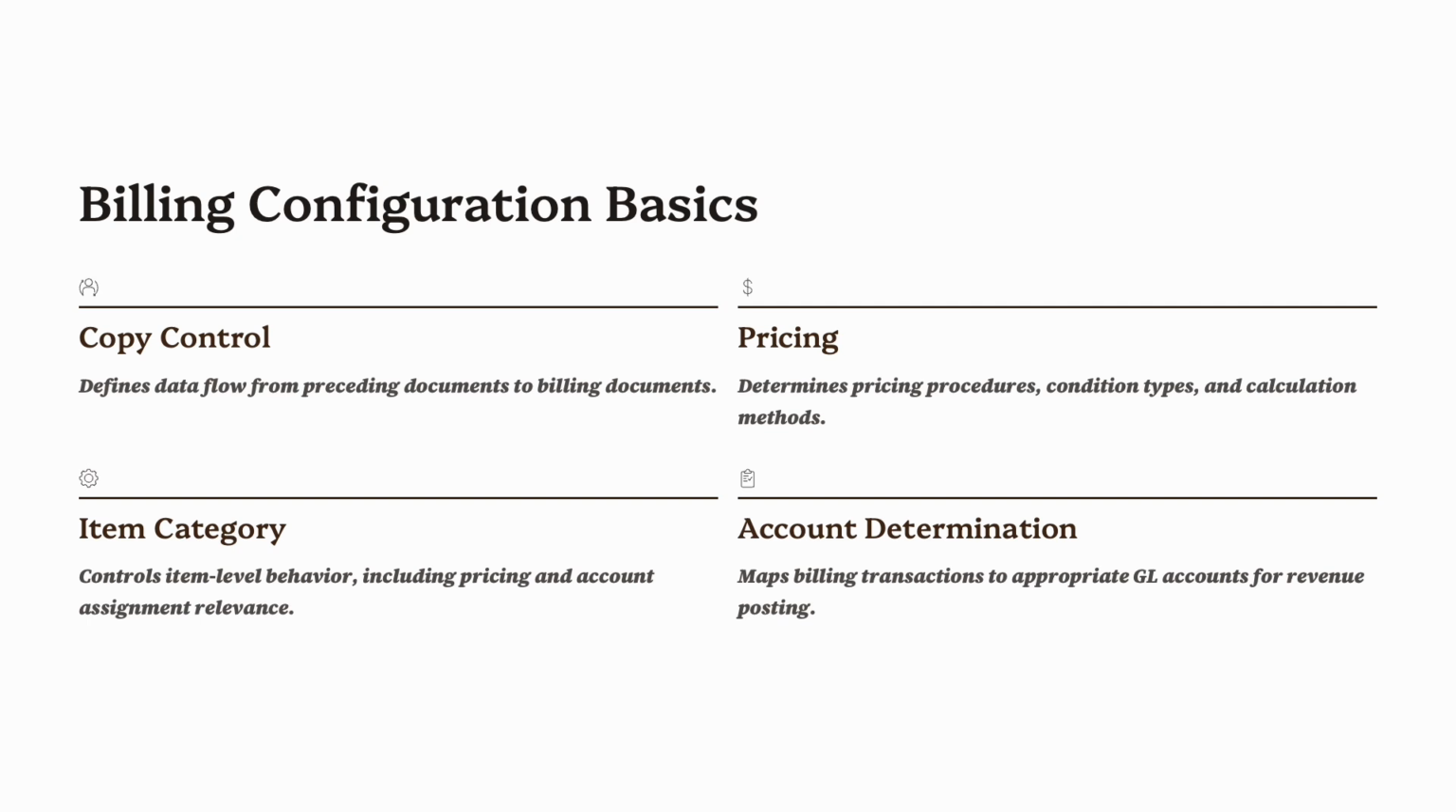Step 4: create billing document, VF01 or VF04. Billing type F2, standard invoice. From the delivery, SAP copies pricing and quantities. Behind the scenes, copy control runs. Pricing type is checked. Account determination assigns revenue accounts. Step 5: posting to FI.